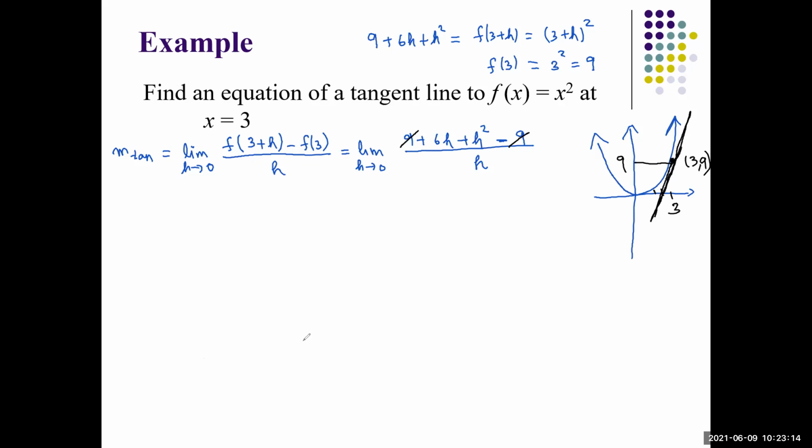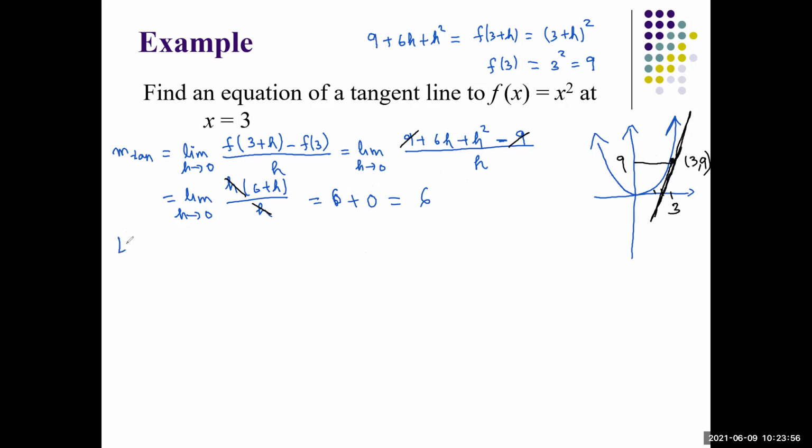on the numerator. Each has h in common, so I can pull out an h and have 6 plus h over h, and h approaches 0. And then from here I can cancel out the h, and you can do direct substitution when finding the limit, and that is 0 plus 6, or 6 plus 0, that is 6. So now we have the slope of the tangent line at the point (3, 9) is 6.